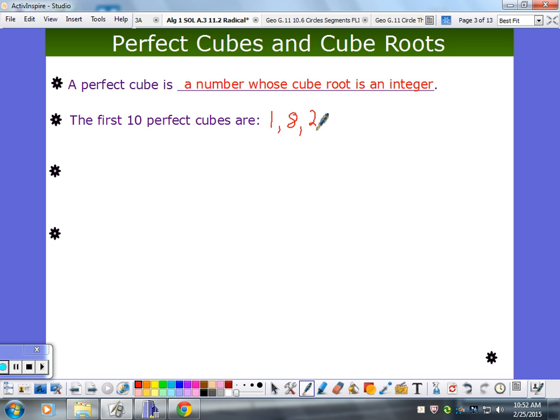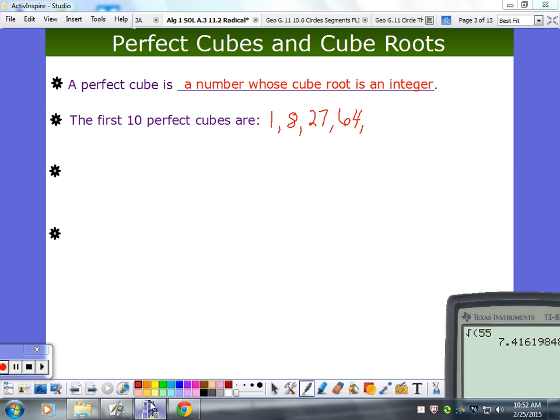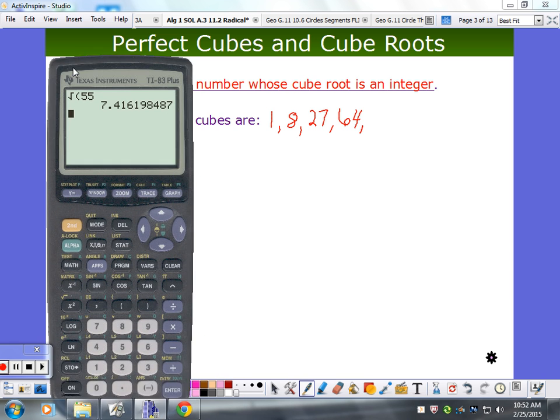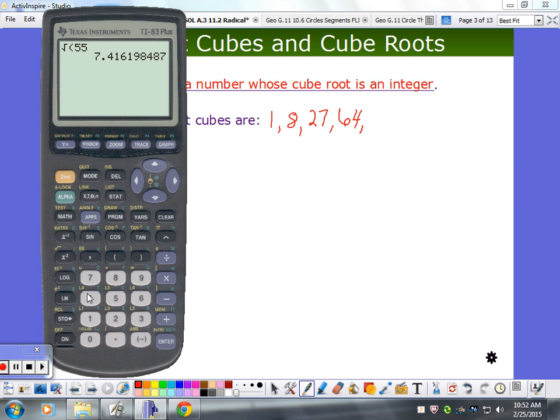You guys are good. You know this? 4 cubed. What's 4 cubed? Should be near 8. No, 64. Now let's say we don't know this one as much. How can you say, I don't know what 4 cubed is? Here's how you cube on the calculator.